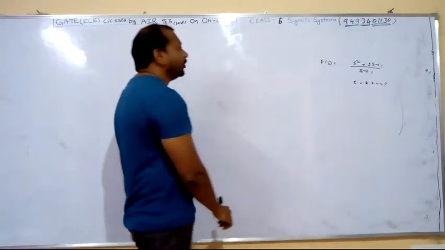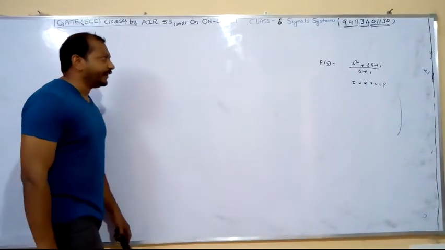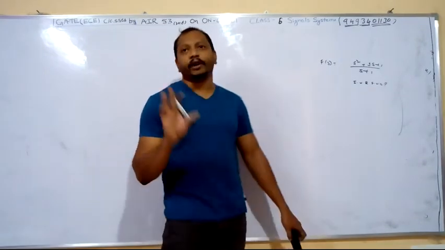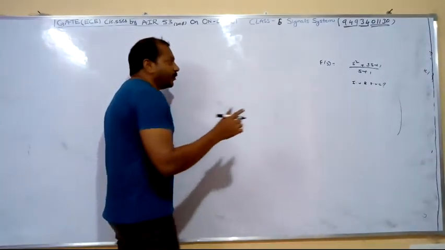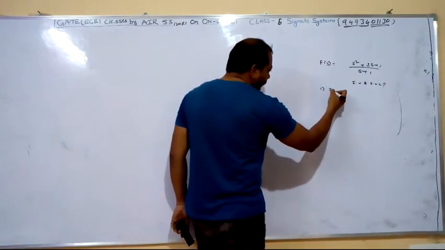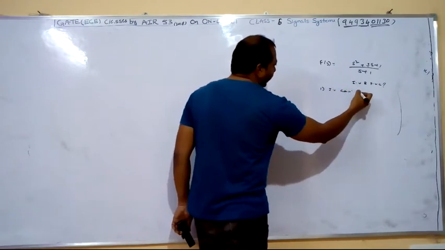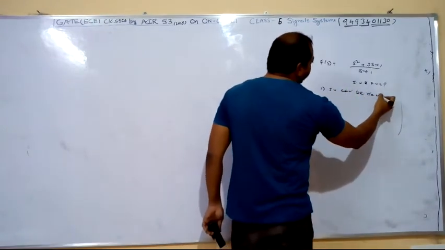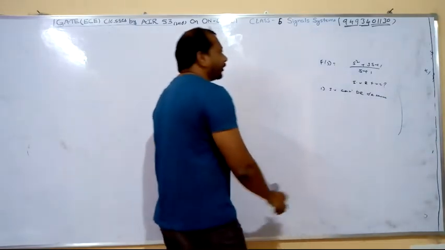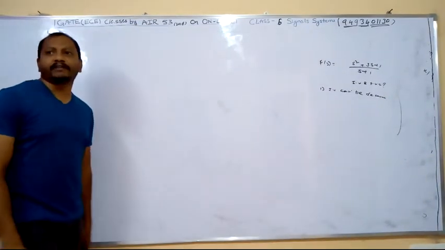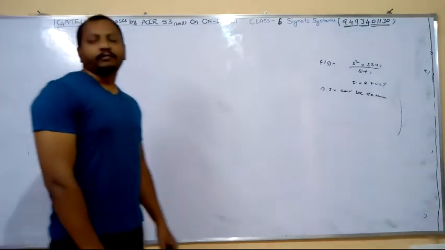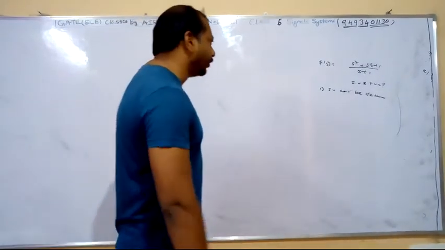For the initial value, we have to verify whether the degree of the numerator is greater than the degree of the denominator. Then we cannot determine the initial value, because in f(t) we have the terms of the derivative of the impulse and the impulse function. For the impulse function we cannot estimate the value at t equal to 0.